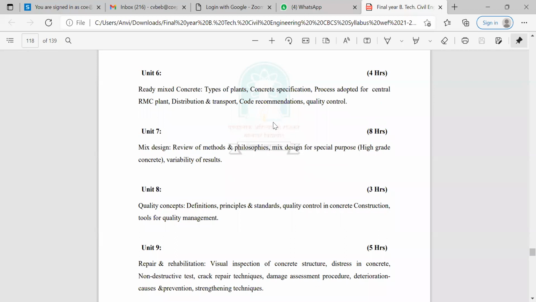So generally the plants are automatic. It means if 1 meter cube concrete we have to prepare, at that time, this central RMC plant we are talking about, what we have to do is, the computer automatic system is there for taking the cement bags, for taking the sand volume, for taking the aggregate volume in the plant.